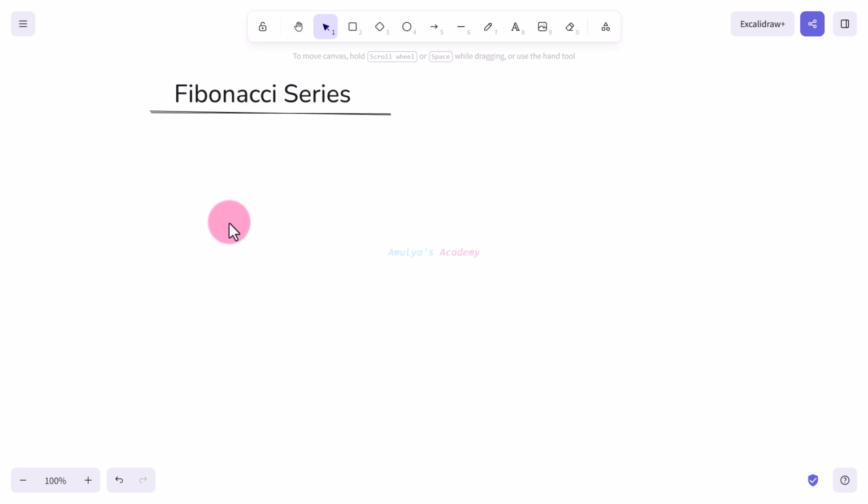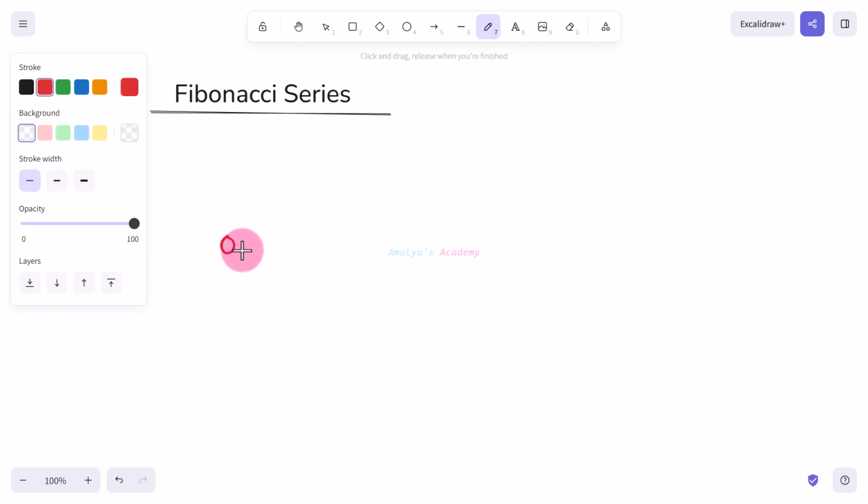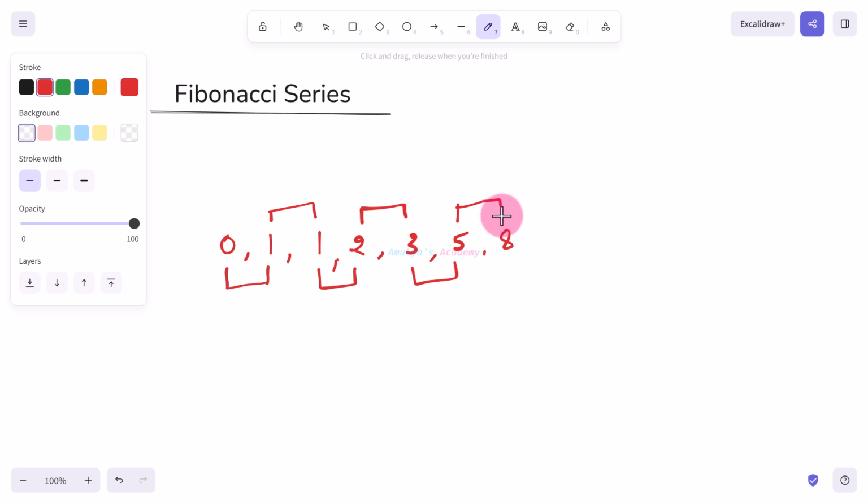It is a series of numbers starting from 0 and 1. We know the first two numbers, and to calculate the next number in the series, we need to add the previous two numbers: 0 plus 1, so we'll get 1. This is the next number. To get the next number in the series, 1 plus 1, that is 2. Next, 2 plus 1, 3. Next, 3 plus 2, 5. 5 plus 3, 8. 8 plus 5, 13. 13 plus 8, 21. Like this.